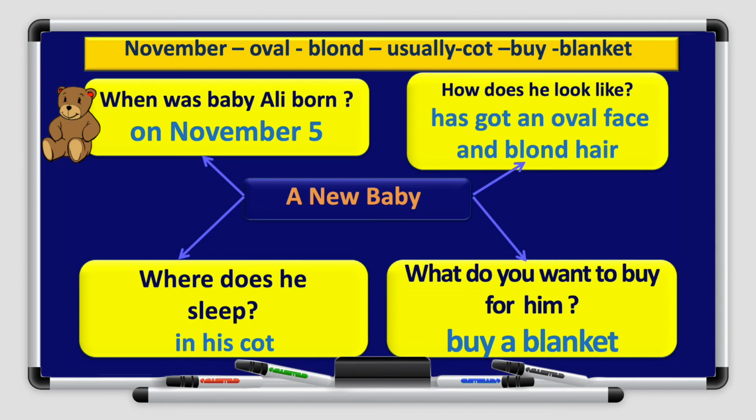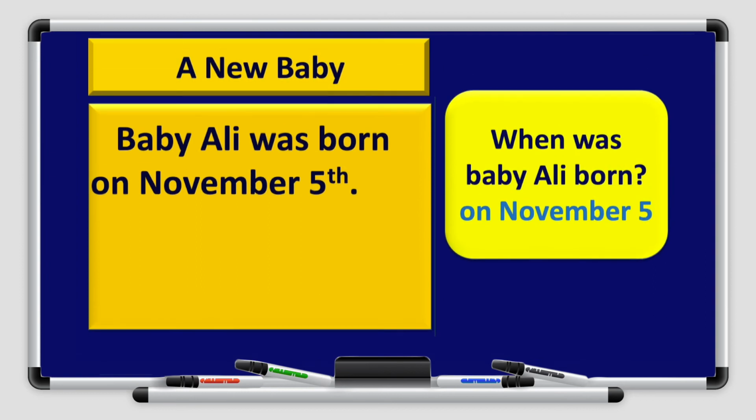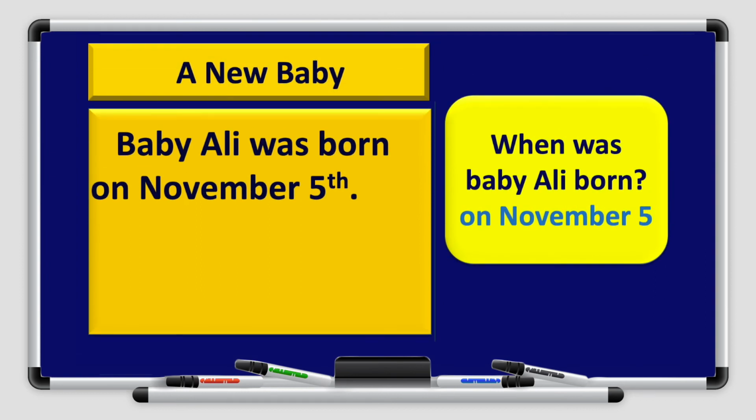Now let's look at the graphic organizer. When was baby Ali born? On November 5. What does he look like? He has got an oval face and blonde hair. Where does he sleep? In his cot. What do you want to buy for him? Buy a blanket. All right, boys and girls. Now let's write our paragraph. We will use the graphic organizer and its answers to help us. We'll start by writing the title of our paragraph, A New Baby.